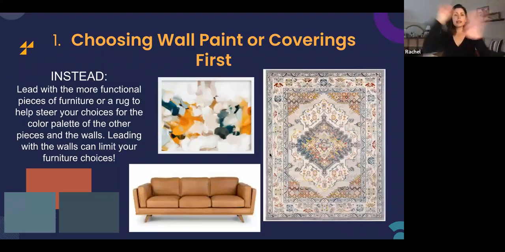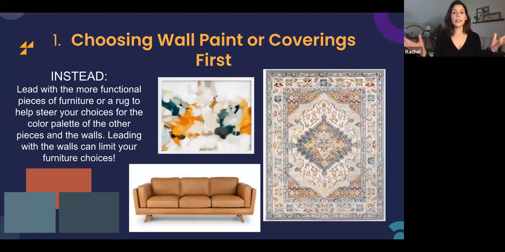Alrighty, so first things first, I'm going to kind of be going all over. We're going to go into a project in a second, but number one is choosing the wall paint or your wall coverings like wallpaper first. This will always limit your choices for everything else in the room. Even though your walls take up a good amount of space, they're not a functional part of your room, right? Your furniture is far more functional, and you don't want that to be limited right off the bat.